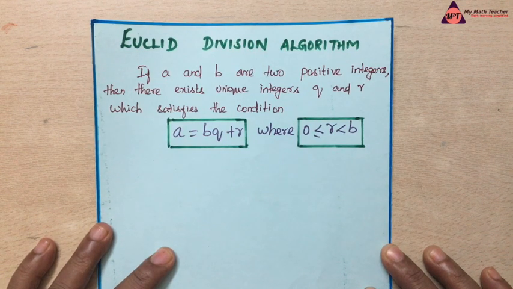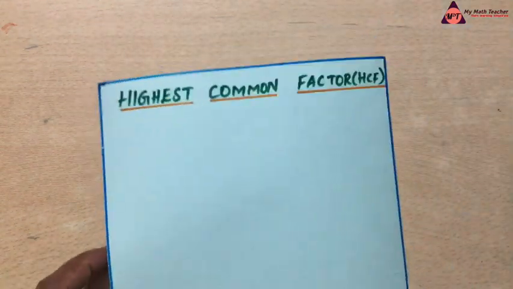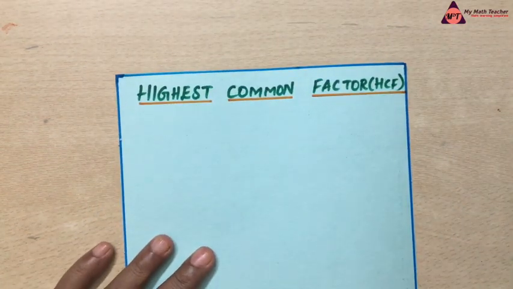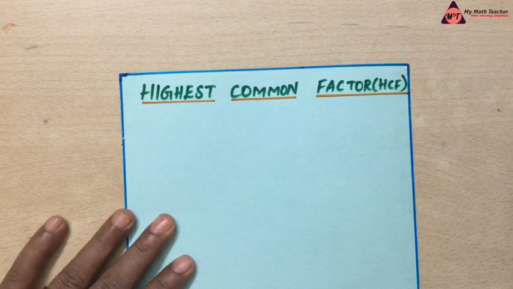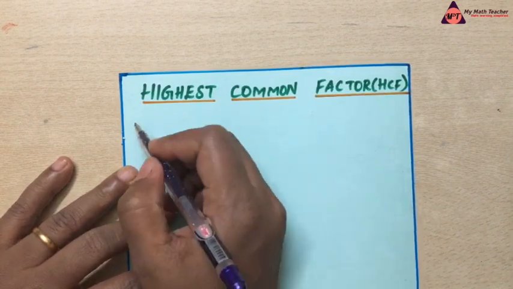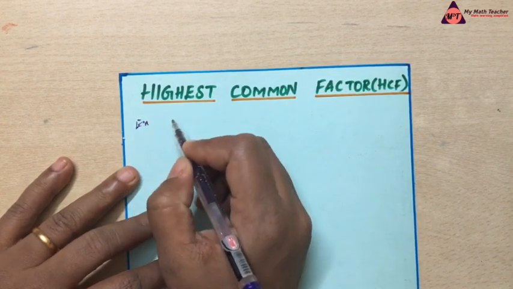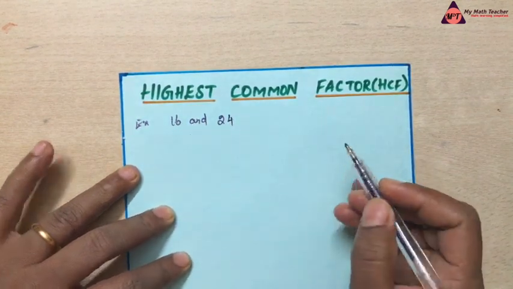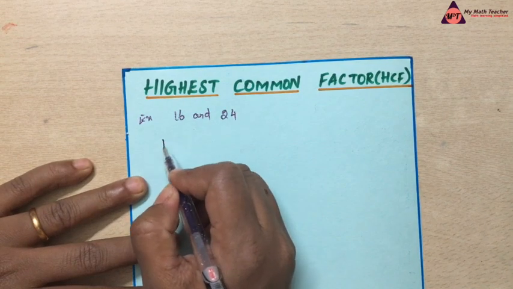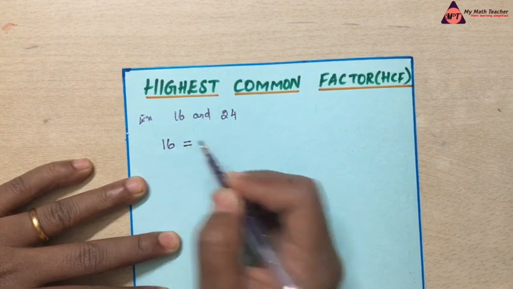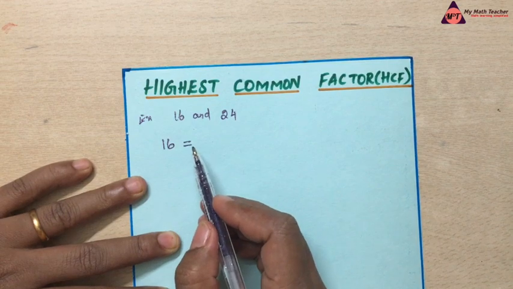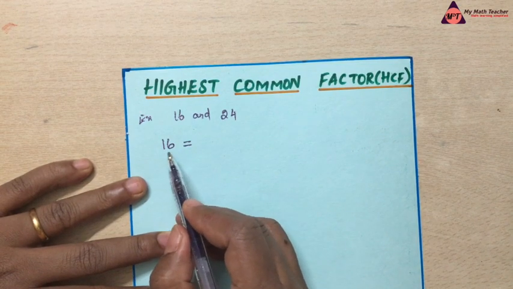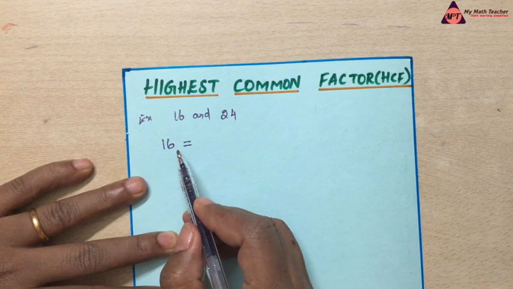Before starting, let us see what is HCF. Let us recall what we have studied in our earlier classes. HCF, highest common factor. So let me take two numbers, for example 16 and one more number 24. First of all, we'll take the first number 16 and find the factors. A factor is a number by which when we divide this number, we'll get remainder as 0.